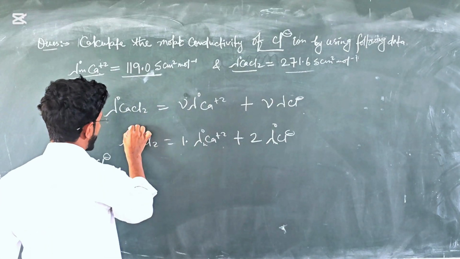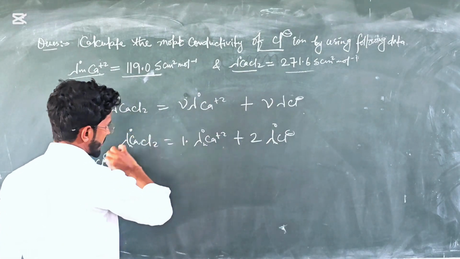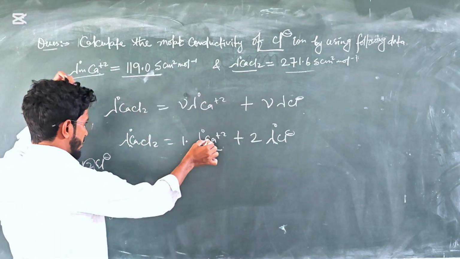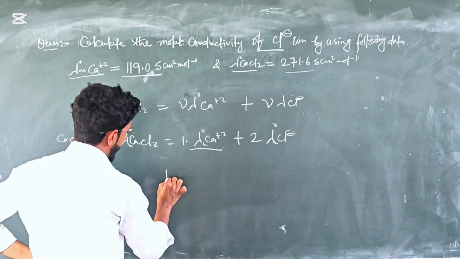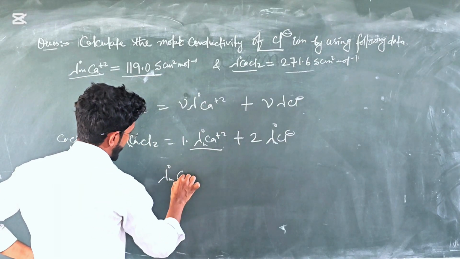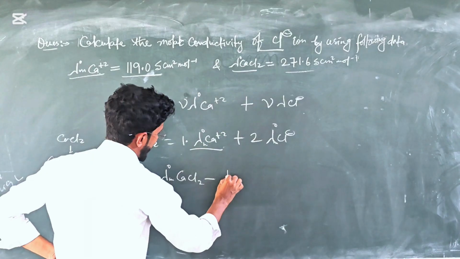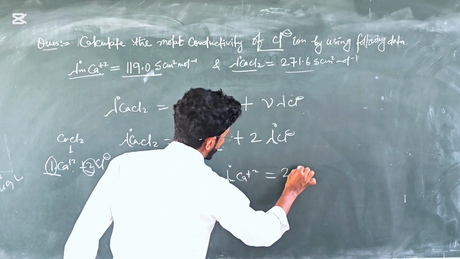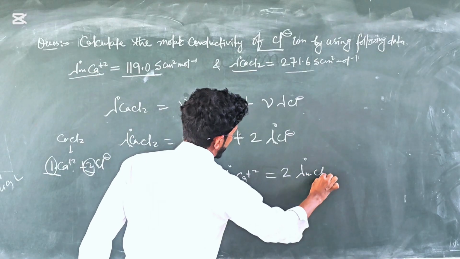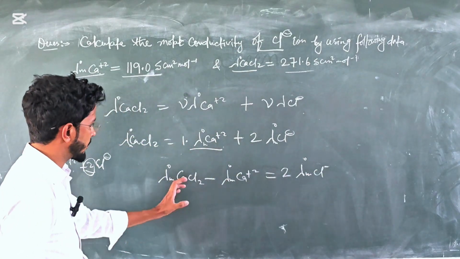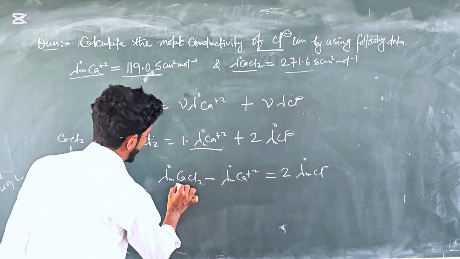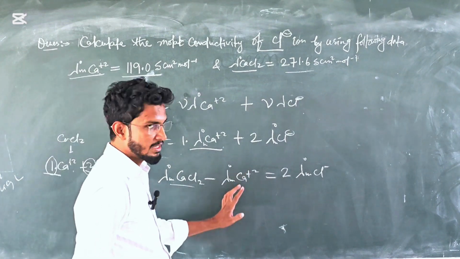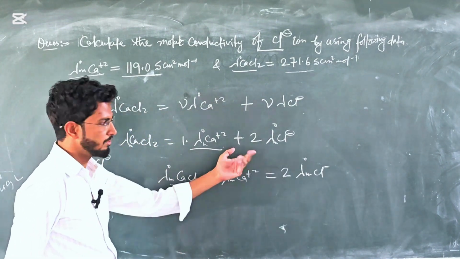Now how can we write this? If we send lambda naught Ca²⁺ to this side, we get lambda naught m CaCl2 minus lambda naught m Ca²⁺ is equal to 2 lambda naught m Cl⁻. Now from here, as we know, the values of lambda m naught for CaCl2 and Ca²⁺ are given. By simply putting in the values we will get the answer.